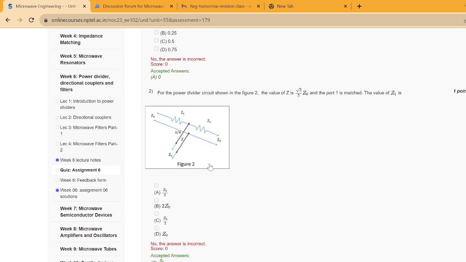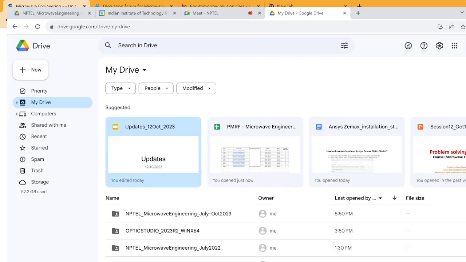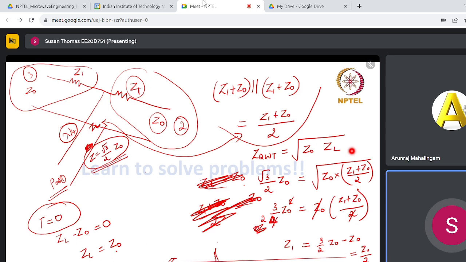So, what will be the final answer? Z1 is equal to 3 by 2 Z0 minus Z0. So, this will be Z0 by 2. Is this correct? Correct, madam. Okay. So, I hope you understood how it came.